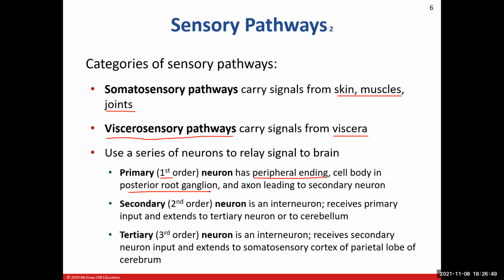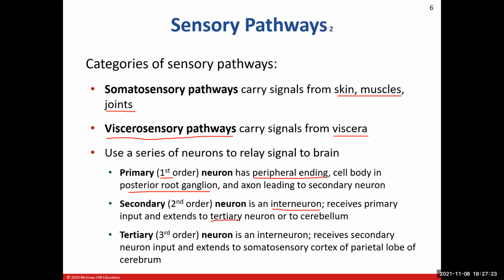And then the axon for that primary neuron is going to head towards the secondary neuron and synapse on the secondary neuron. Now, the location of the secondary neuron will vary, depending on what pathway we're talking about here. And I'll discuss that in more detail for each specific pathway. So the secondary neuron we consider to be an interneuron. It's going to receive that sensory input from the primary neuron, and essentially it's just going to transmit that information onwards to the tertiary neuron.